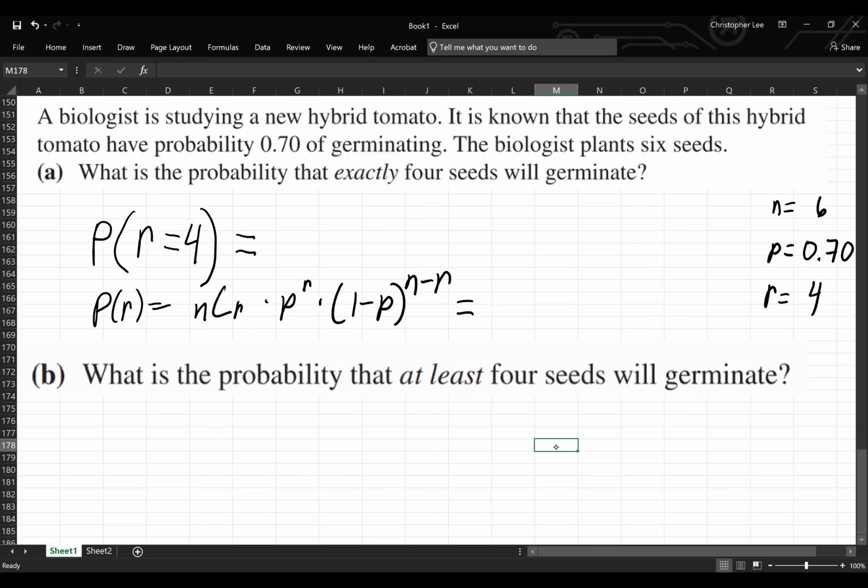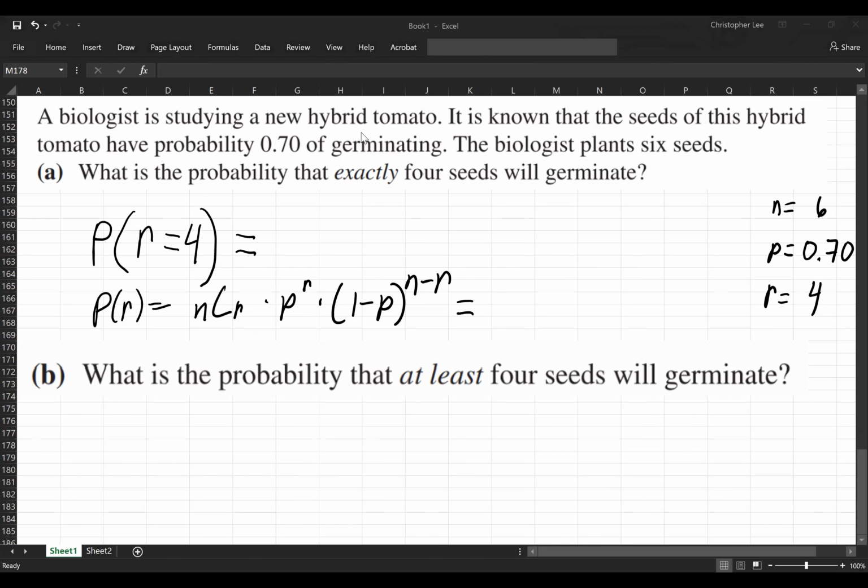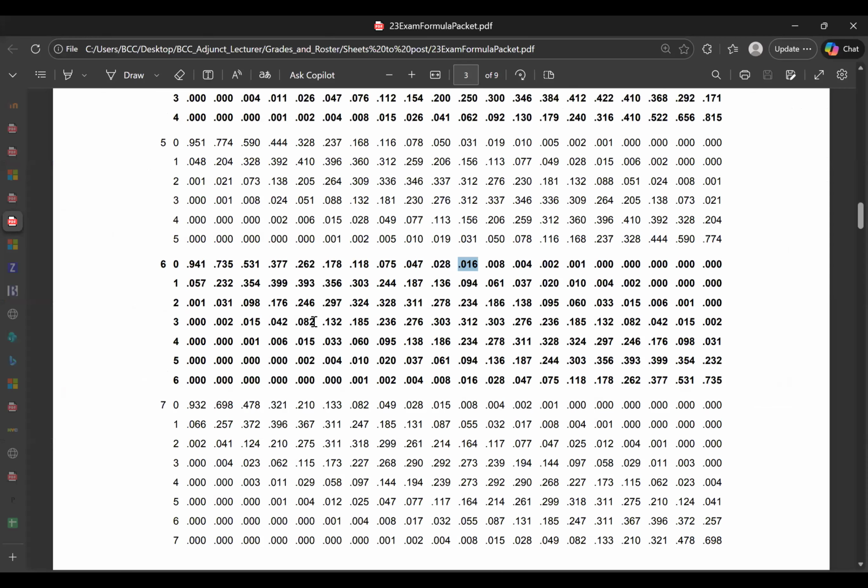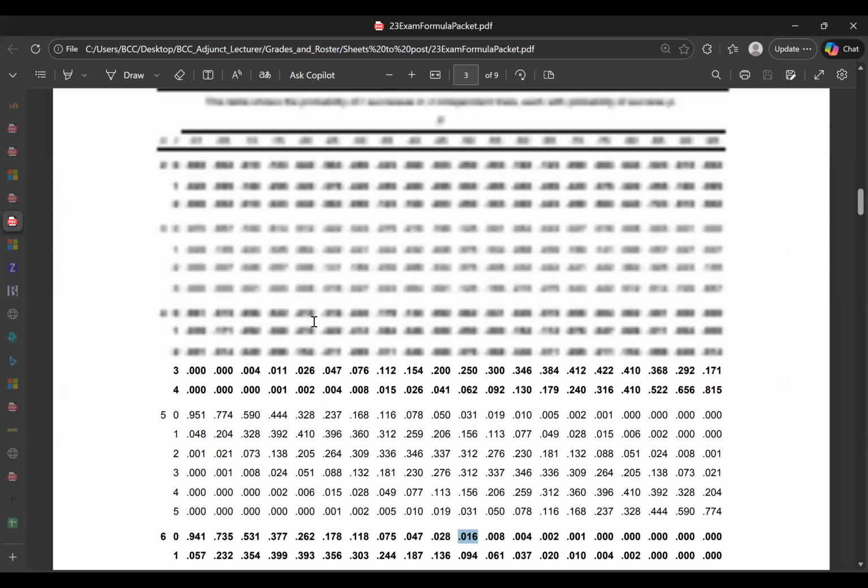What's that called? Combination. Six combination. You don't have to do that. You can just look at the table and tell me the answer. But the formula sheet, it's like the third page.